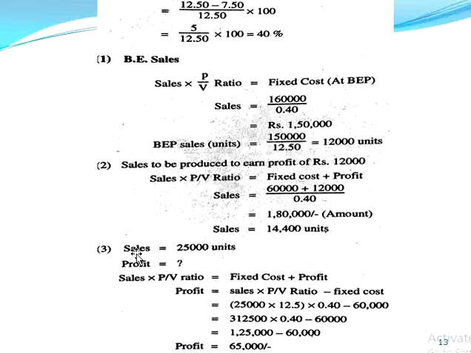Then when sales are given as 25,000 units, what should be the profit? So using the same formula we can calculate profit. Sale 25,000 units and selling price 12.5, so we convert this sale into rupees. PV ratio 40%, 0.40, and fixed cost 60,000, so the answer is 65,000. So most of the time this contribution formula is essential to calculate profit or sale or maybe PV ratio.